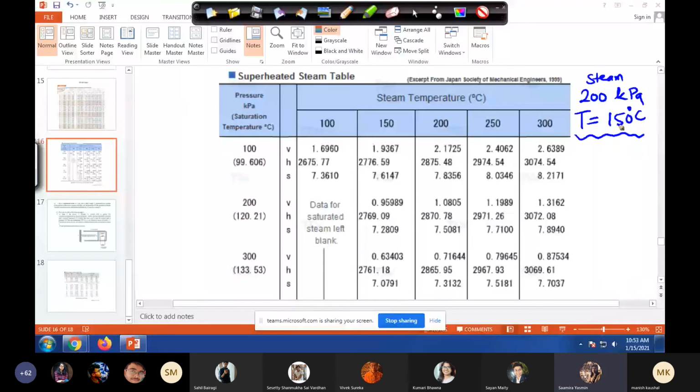Yes, sir, it is superheated. How did you check it? Saturation temperature is 120. Very good. Since at 200 kilopascal the saturation temperature is 120.21 and the temperature of my vapor phase is higher than this temperature, it's sure that it's superheated. Good.